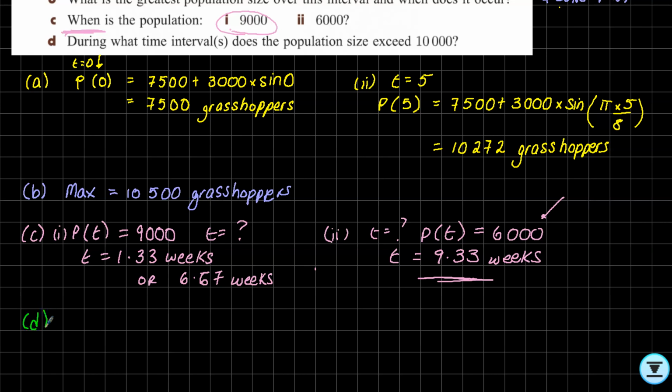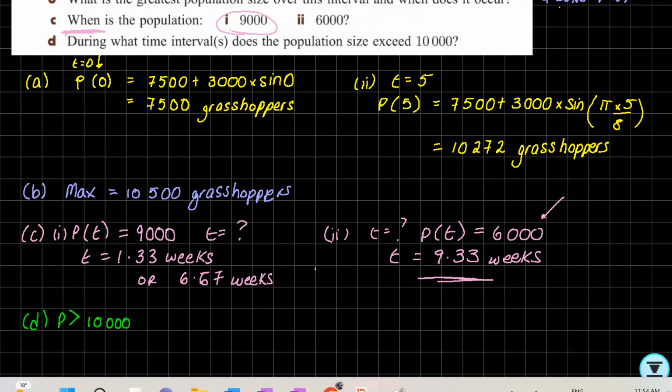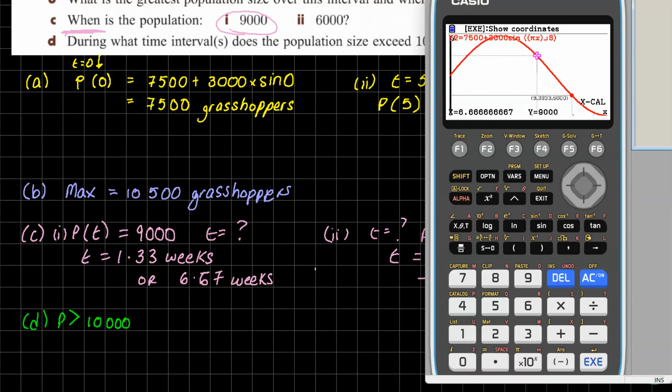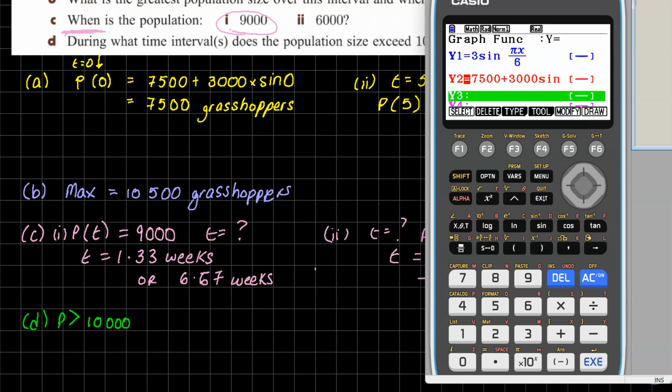During what time intervals is the population greater than? I hope you're looking at what I'm doing with the maths language, okay? I don't want to write the whole sentence down. P for population. This is my greater than symbol. P is greater than 10,000. If you want to write P is greater than 10,000 in words, knock yourself out. How am I going to do this? You can do your Xcalc again, but I'm going to go exit. I like to see it, 10,000.